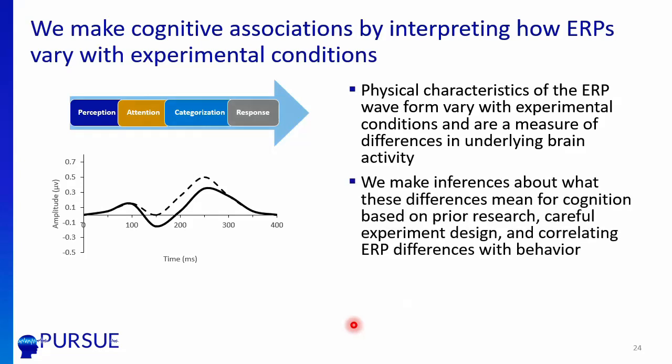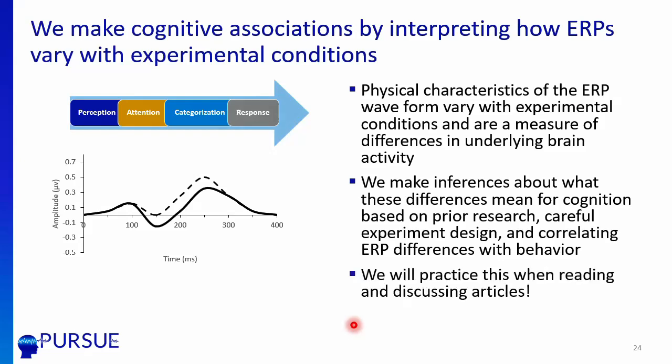So we're going to look at how the physical characteristics of the ERP change along with our experimental conditions. And then we're going to make inferences based on both our existing knowledge, the experimental design and the conditions, what we've done, and correlating any differences in ERPs to differences in behavior. And that is sort of the trick, grounding it in behavior, which is not always possible depending on the design. And we're going to be practicing this when we read and discuss articles together as a lab. This is very tricky and it's difficult to do.